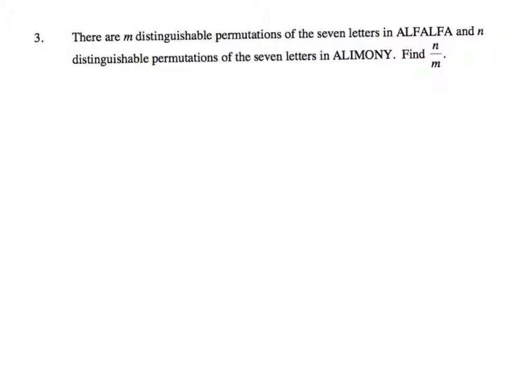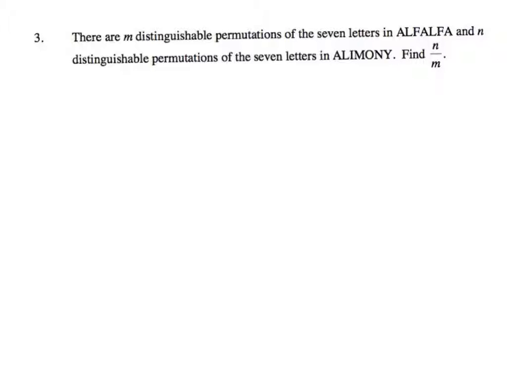This is an explanation for problem number 3 from Meet 2 in October of 2010, Junior Probability. There are m distinguishable permutations of the 7 letters in alfalfa and n distinguishable permutations of the 7 letters in alimony. Find n over m. So permutation, remember, just means that order matters. So it matters the order that I put these letters in.